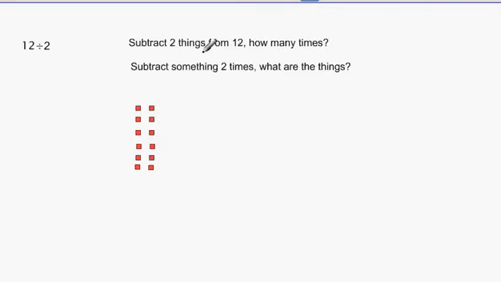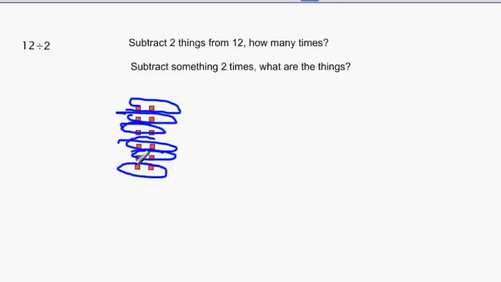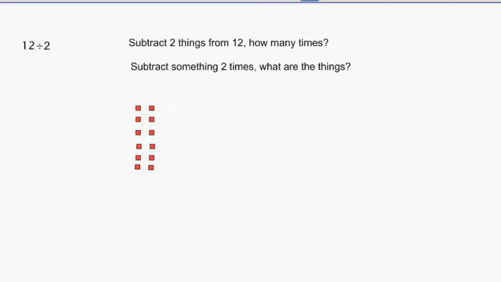So in this question, 12 divided by 2, I want to subtract 2 things from the 12. How many times would I do that? So again, I can do it once, twice, 3, 4, 5, 6. So I can subtract 2 from 12 6 times, so I get my answer of 6. And again, if I want to subtract something 2 times, well, that's that half kind of concept again, so I cut it in half. That would be one of the things, and this would be my second thing that I'd have to do. What are the things? Well, inside each of these circles I have 1, 2, 3, 4, 5, 6. So again, my answer is 6. So that's using just my 12, breaking it down into single blocks.